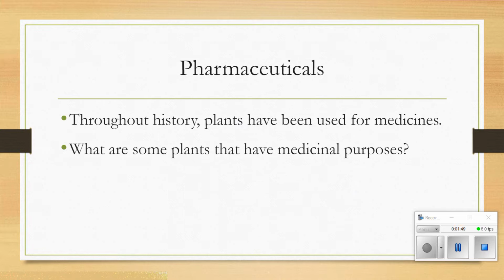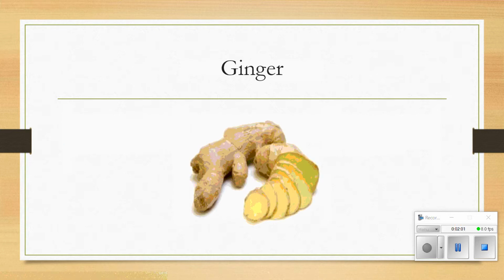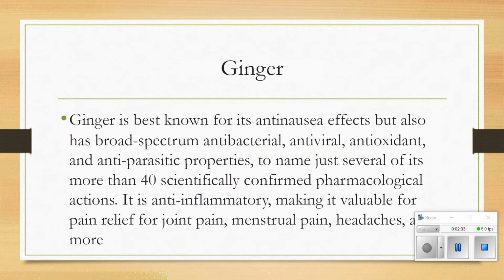And pharmaceuticals. Throughout history, plants have been used for medicines, okay, like the old home remedies or the Native American remedies. What are some plants we use for medical purposes? There's a ton of them, but here's just a few, like ginger. It's good for anti-nausea, antibacterial, antiviral, antioxidant, antiparasitic. It's a really good plant out there to help you out.